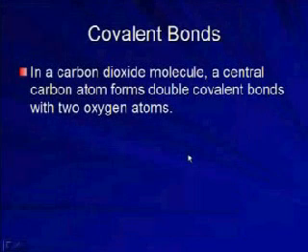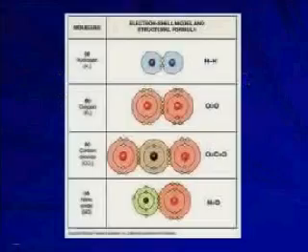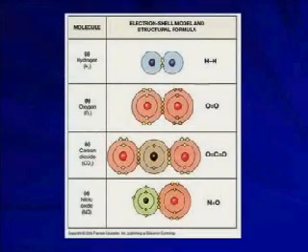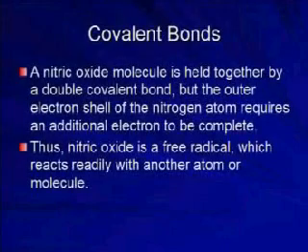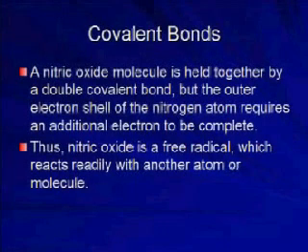In a carbon dioxide molecule, a central carbon atom forms a double covalent bond with 2 oxygen atoms. In a nitric oxide molecule, it's held together by a double covalent bond, but the outer electron shell of the nitrogen atom requires an additional electron to be complete. Thus, nitric oxide is a free radical which reacts readily with another atom and molecule.